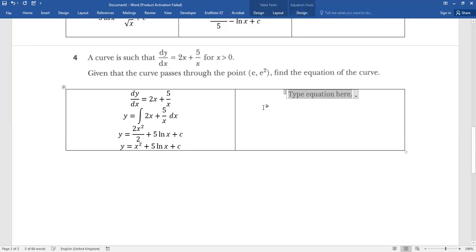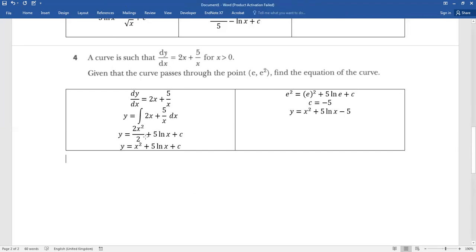Plugging in the values, y is e squared, x is e squared plus 5 ln e plus c. e squared cancelled out, plus 5, then that just c is negative 5, I believe. So y is equal to x squared plus 5 ln x minus 5. So that is how you can figure out the equation of the curve once you are provided with the derivative.